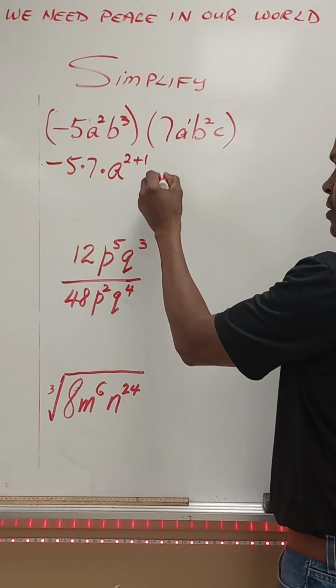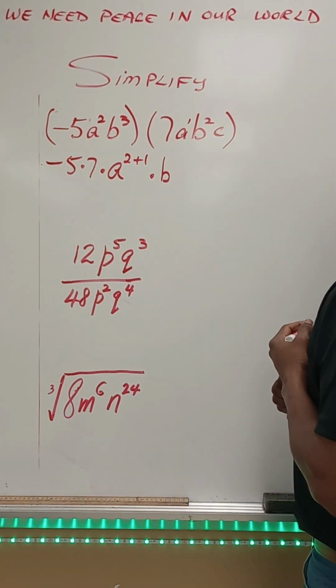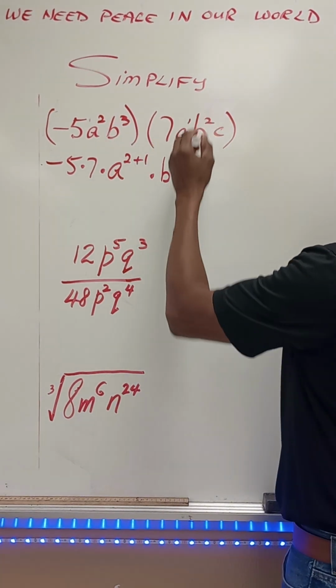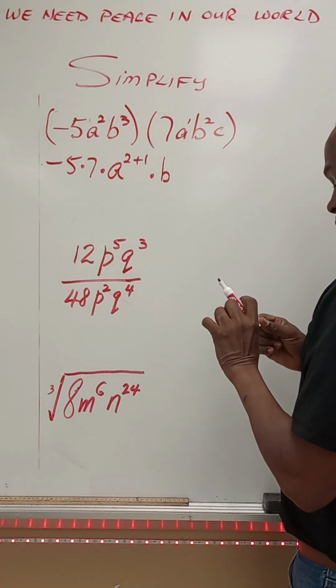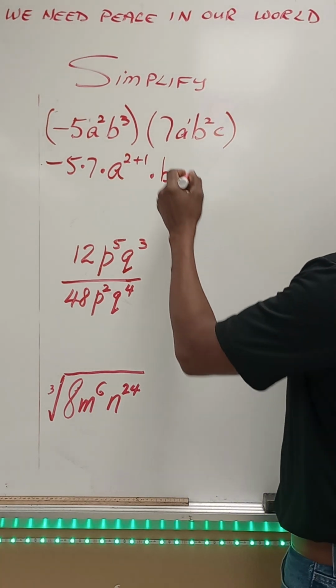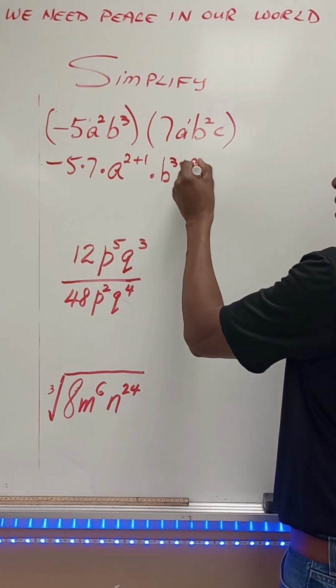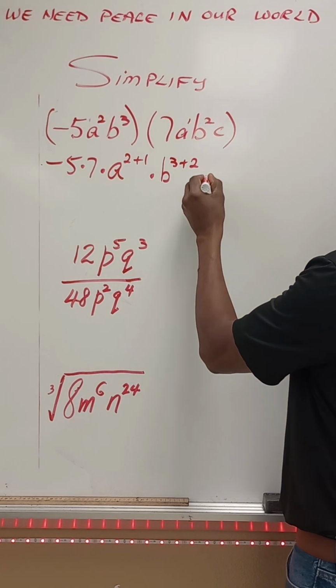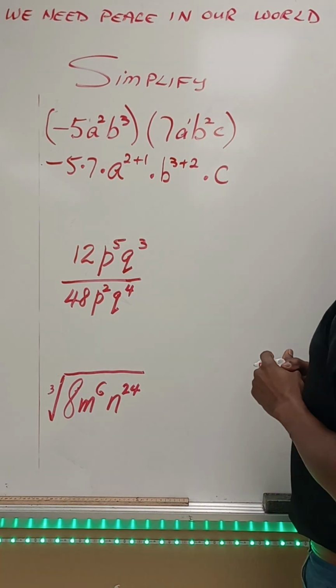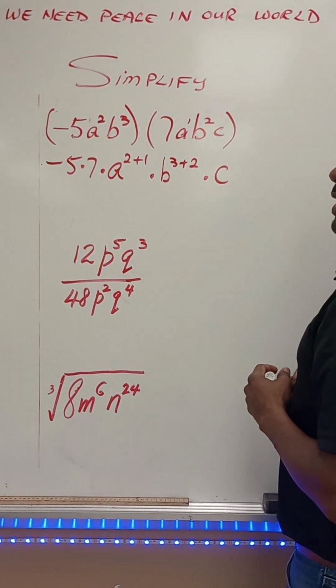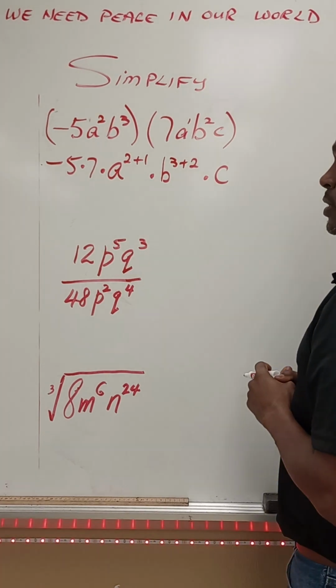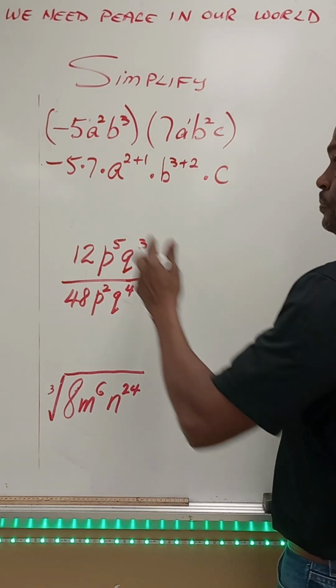Let's go after the b's now. We have b to the 3 plus 2. And remember, whenever the bases are the same and you're multiplying, you always add the exponents. We're going to have 3 plus 2. And c is standing all alone. So we could go and write our results finally for this one and close it off. So what are we going to have as the result?